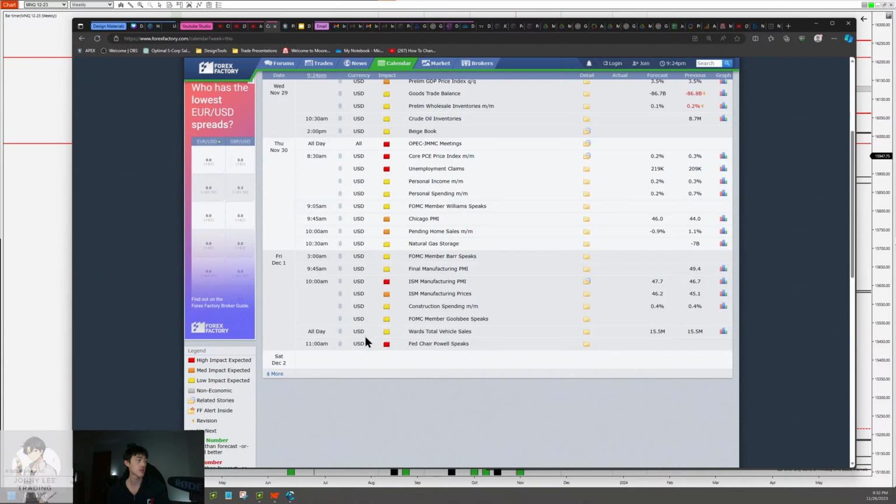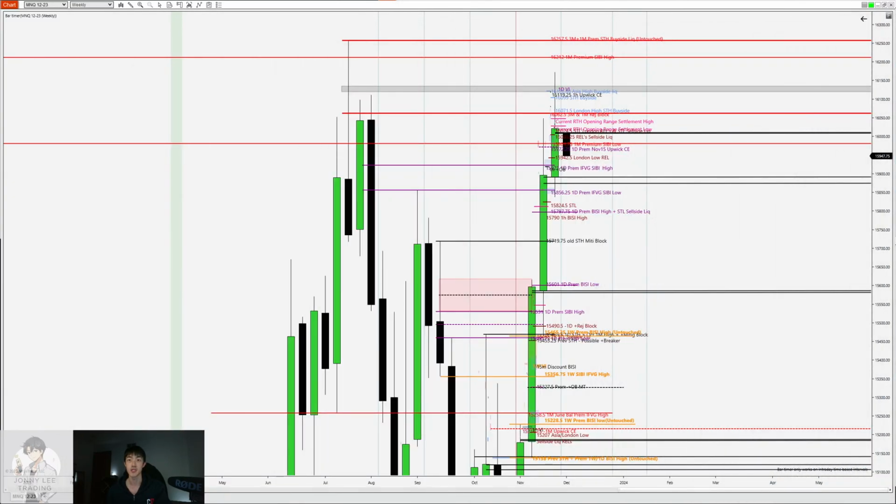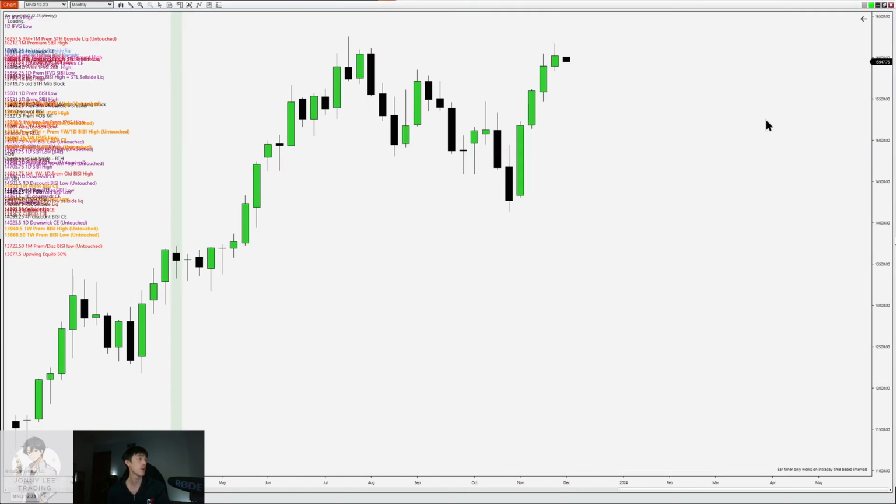And then, of course, Friday, we've got ISM manufacturing as well as Fed Powell speaking. So that will not be a fun time. Algos will have full control at that time, but we will continue nevertheless. So let's see what's going on today with the charts. We'll start with the monthly and go down from there. So we'll do overall prep.